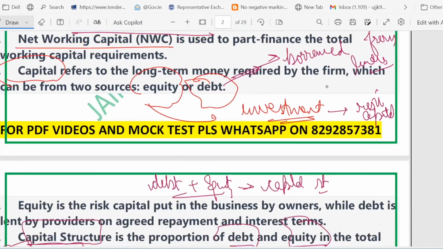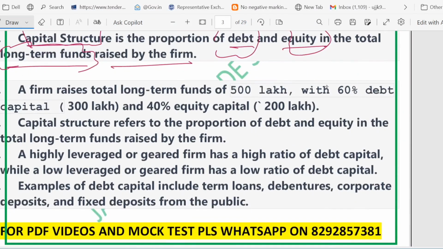Right? That is the point. Now friends, let's look at one example given in your book. Let's understand capital structure with a simple example. Suppose that there is a company, they raise 500 lakh. Suppose a company raised 500 lakh as the long term fund. So they have raised 500 lakh as a long term fund.